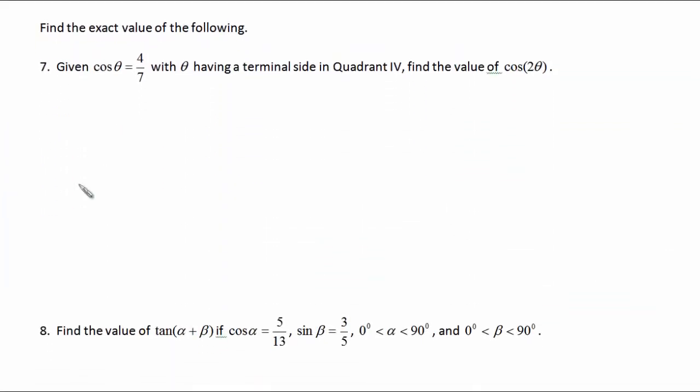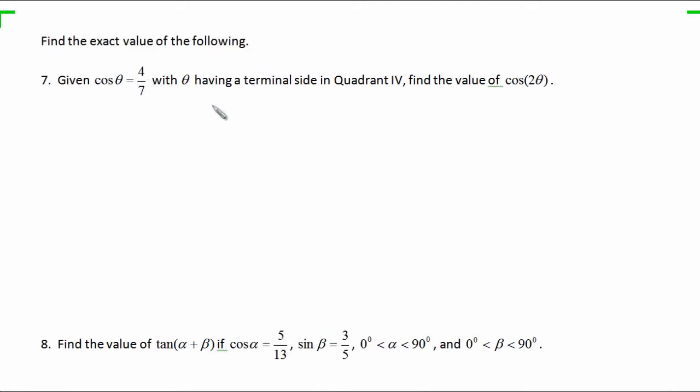First problem here, finding the exact value given cosine theta equals 4 over 7, with theta having a terminal side in quadrant 4, find the exact value of cosine 2 theta. So we're in quadrant 4. My cosine of 2 theta, that formula is 2 cosine squared theta minus 1. So I already know what cosine theta is. It's 4 over 7. So I'm just going to go ahead and dump that right into the formula.